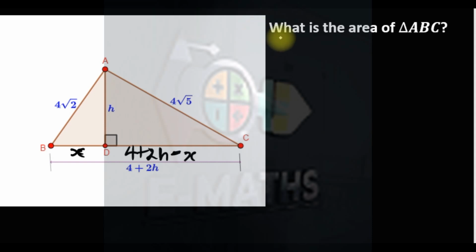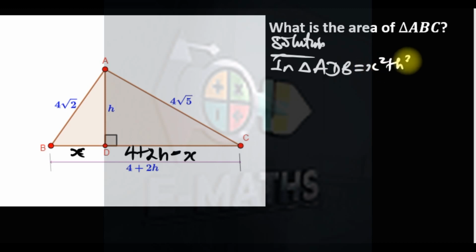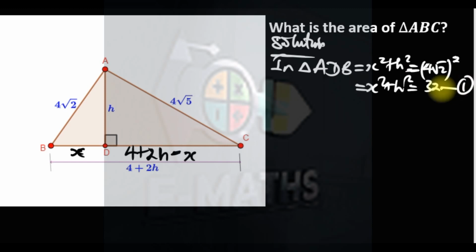In the triangle, the smaller one, triangle ADB, we have that x squared plus h squared is 4 root 2 squared. That's by the Pythagorean theorem, which is x squared plus h squared equal to 32. So that's our equation one.